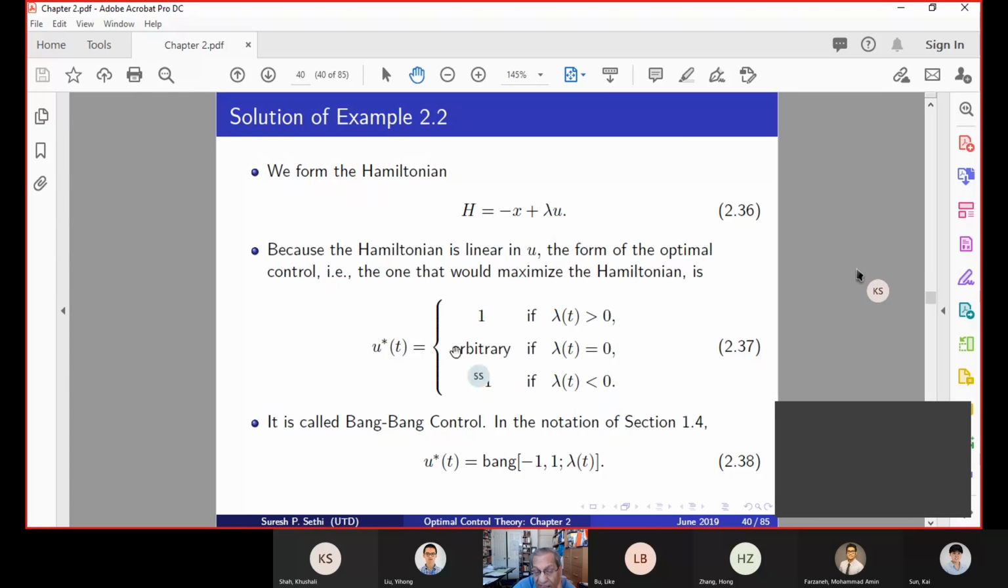When we see the problem, we can decide what we want to do here. This, in chapter 1, we call bang-bang control. So we define this function, u star t is bang of minus 1, plus 1, and lambda t. It takes minus 1 value when this argument lambda t is less than 0. It takes the plus 1 value if this is bigger than 0. And it takes any value between these when this is equal to 0. So that's the form of the optimal control.